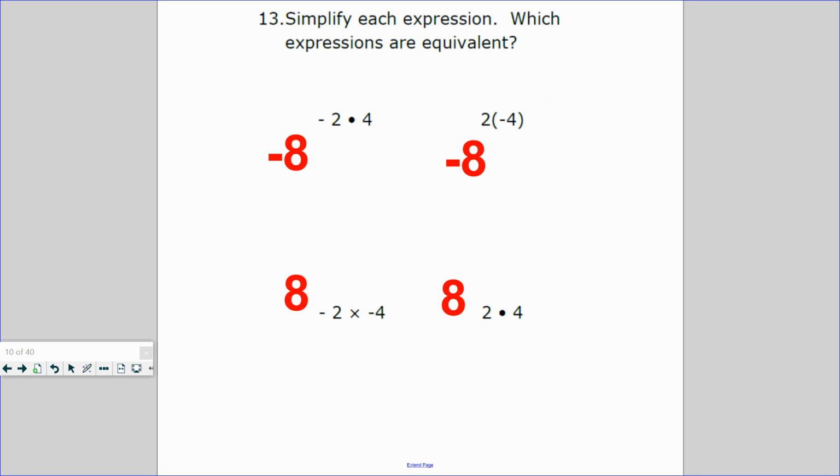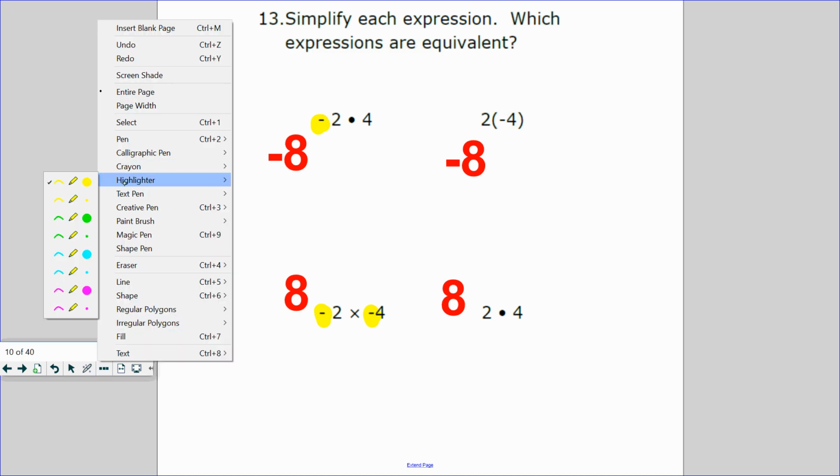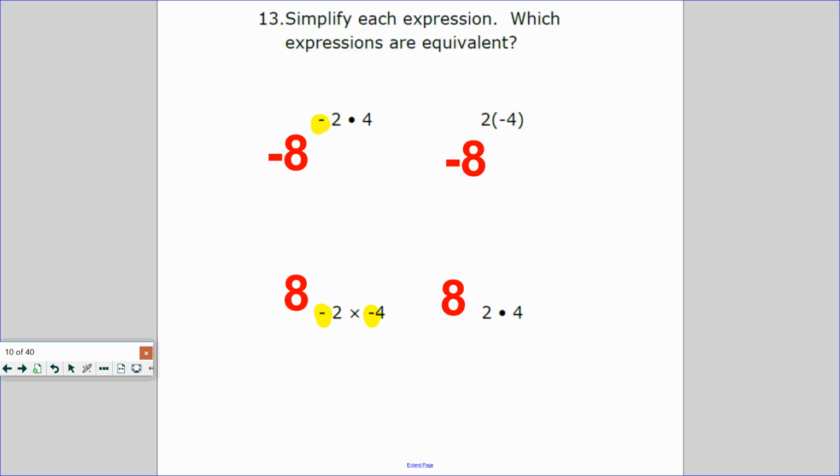13. Answer each question. I'm going to highlight this. All right, so let's answer each one of these questions. Let's use green. 2 times 4 is 8, opposite, -8. Oh, I forgot to highlight this. My bad. 2 times 4 is 8, opposite is -8.